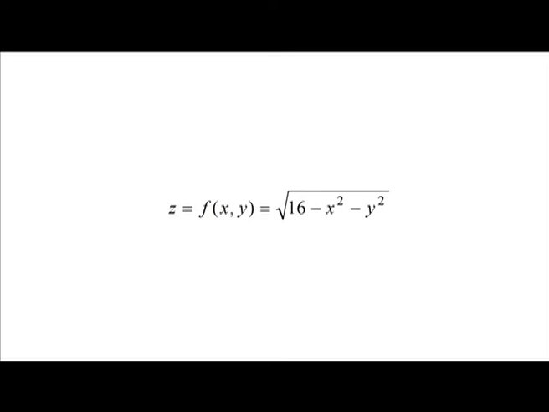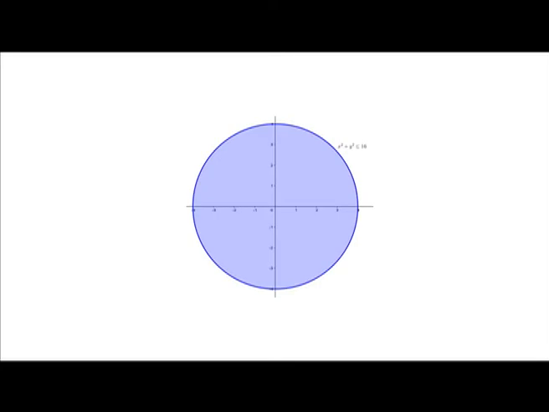Hence, the natural domain D of the given function f is the set of all ordered pairs (x, y) such that x² + y² ≤ 16. That is, the domain D is the set of all points in the xy plane which lie on or within the circle whose center is at the origin and radius 4.